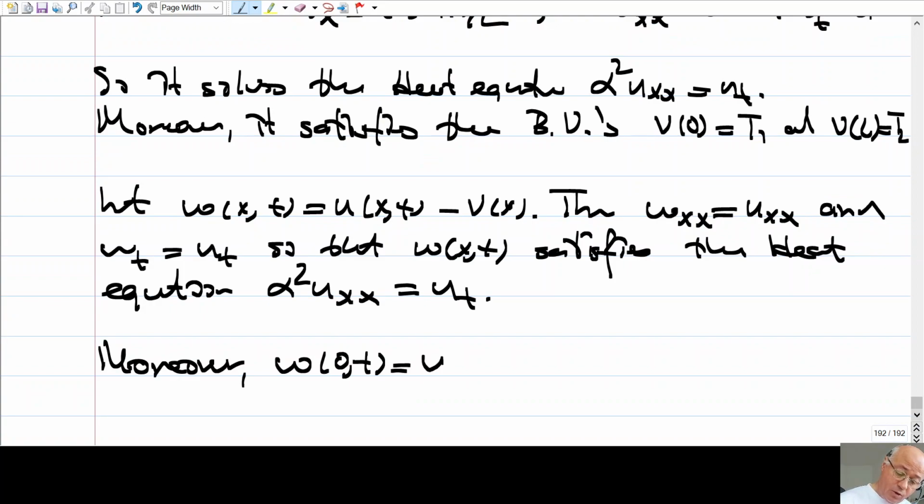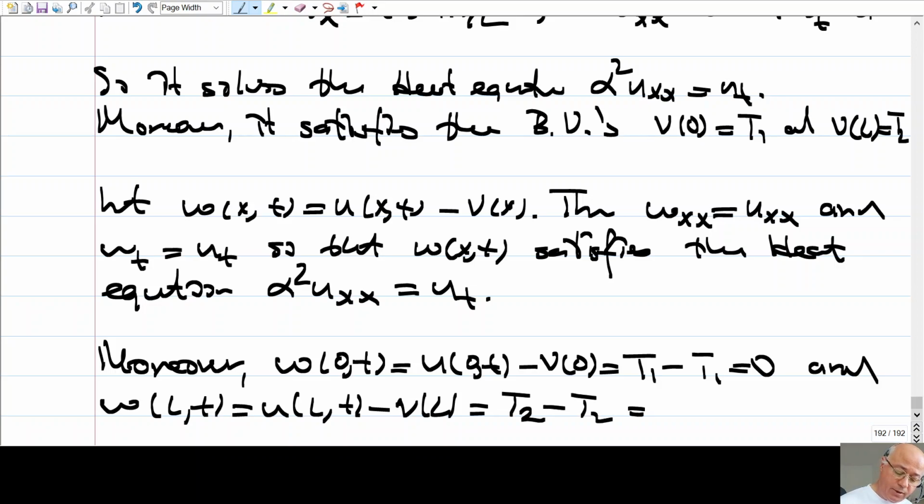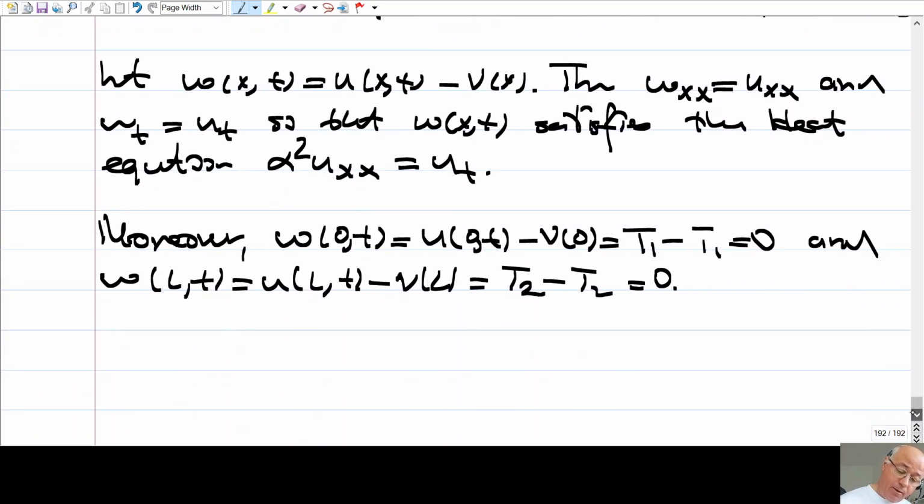w0t is just u0t minus v0. Well, u0t was t1, v0 is t1, so this is 0. And w_l(t) is equal to what? This is u_l(t) minus v_l. u_l(t) was t2, v_l was t2, so it is 0.